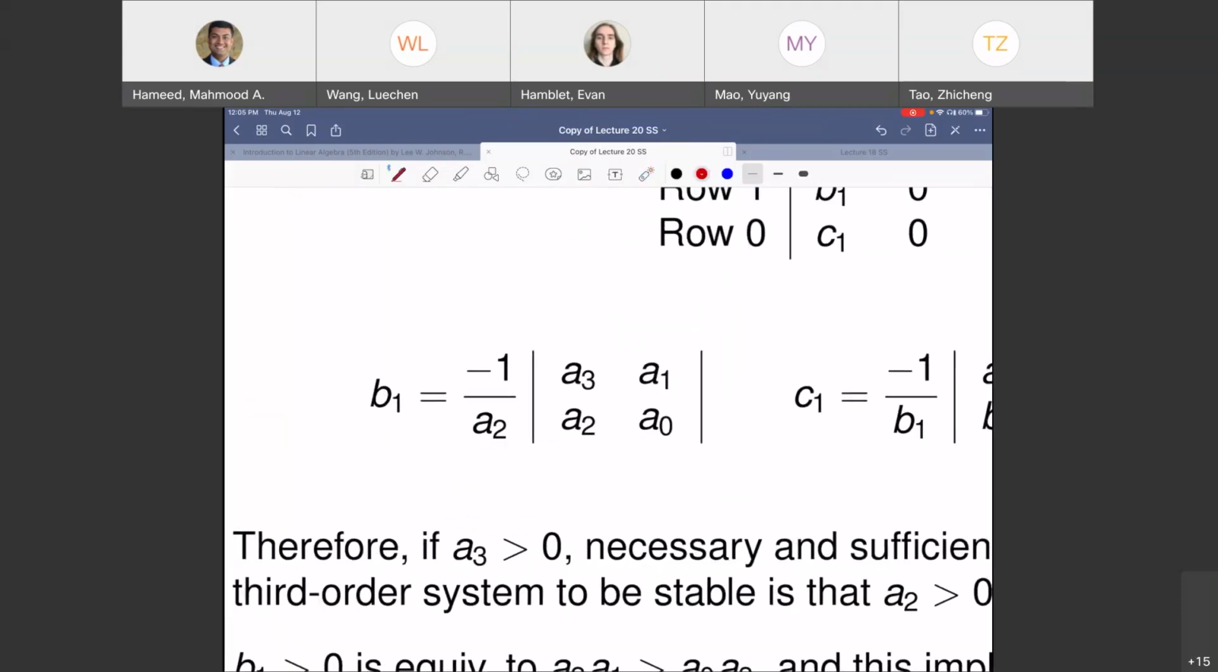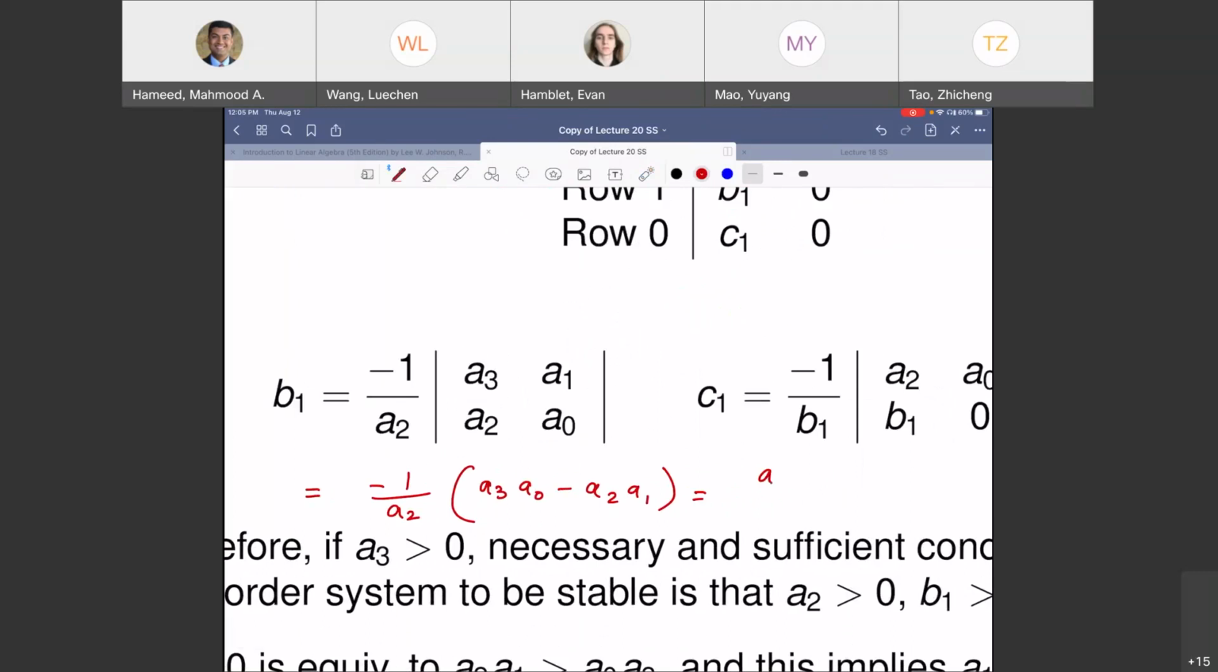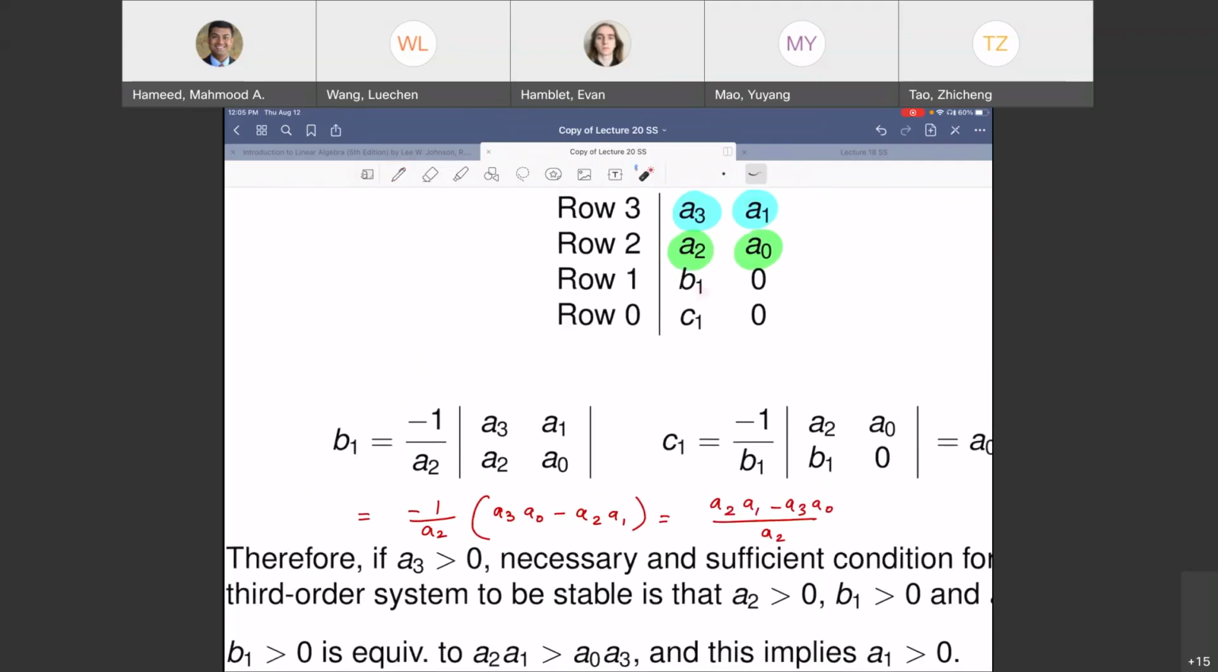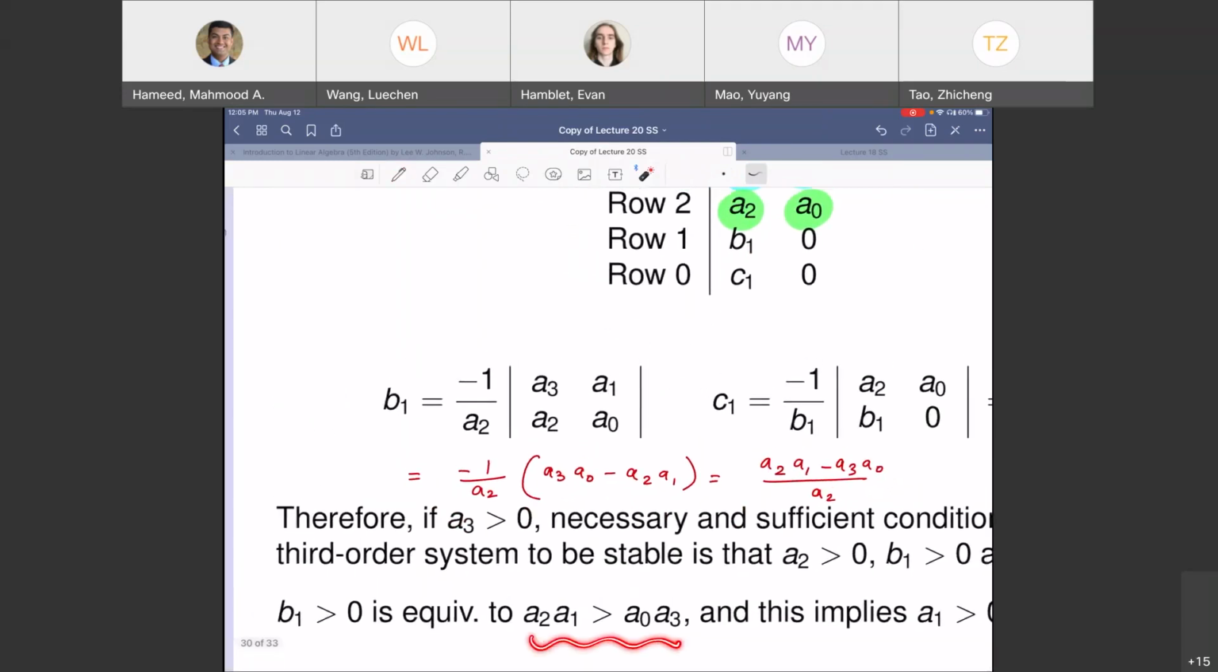You see this? This gives me -1 divided by A2, multiplied by A3, A0 minus A2, A1, right? Or I can simplify this to be A2, A1 minus A3, A0 divided by A2. So if B1 has to be greater than 0, A2, A1 has to be greater than A3, A0. Is written up over here.